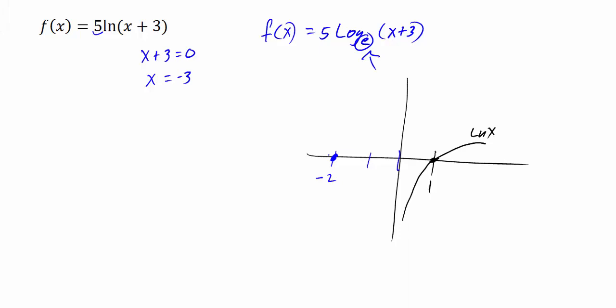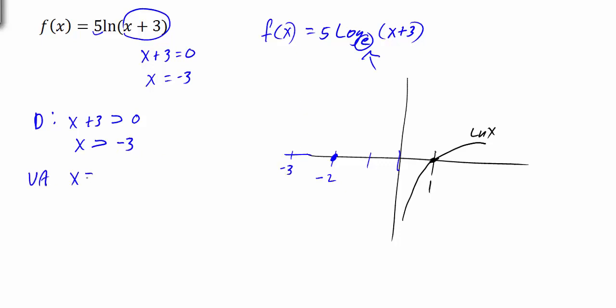So if we're looking for the domain, once again, that's where we would take this x plus 3 and we would say that has to be greater than 0. So that means x has to be greater than negative 3. Well, if we notice, if we put a negative 3 here, that's going to be our vertical asymptote at negative 3. So the domain has to be greater than negative 3, but the vertical asymptote will occur at negative 3. So that means the graph is going to look something like this here.